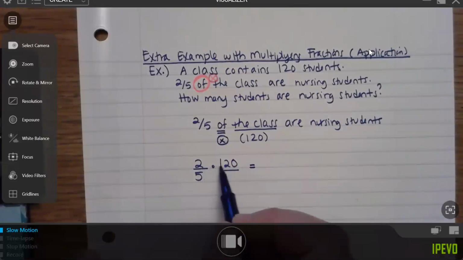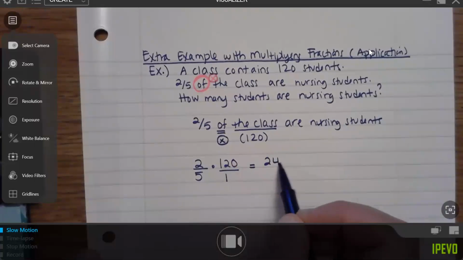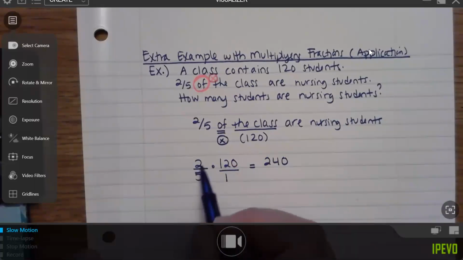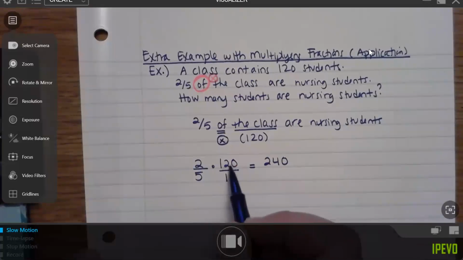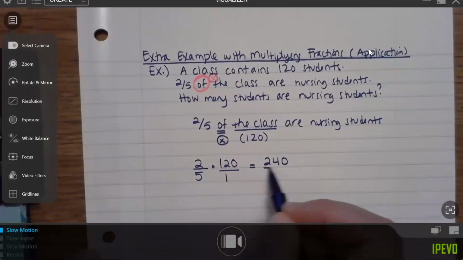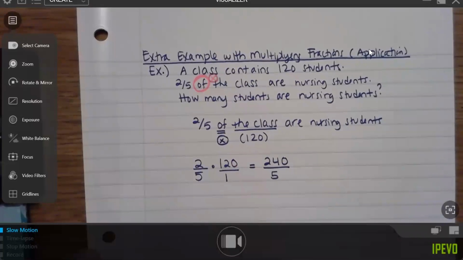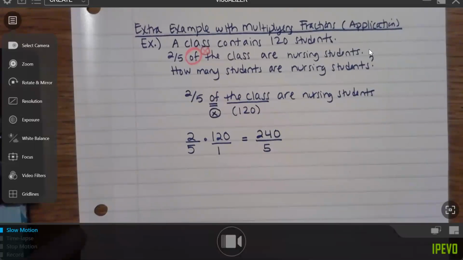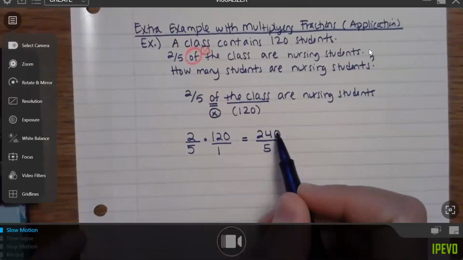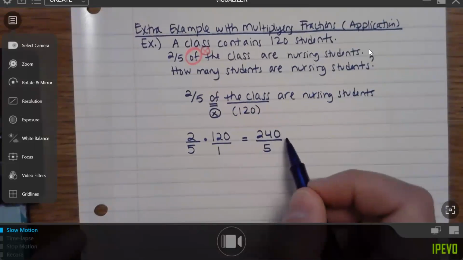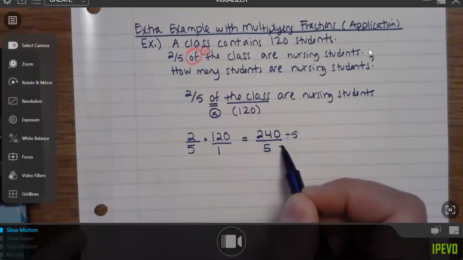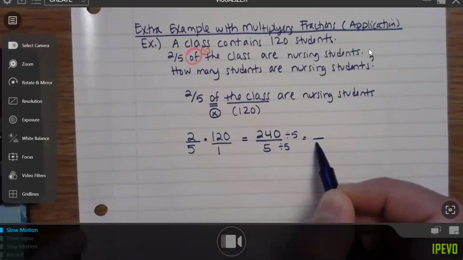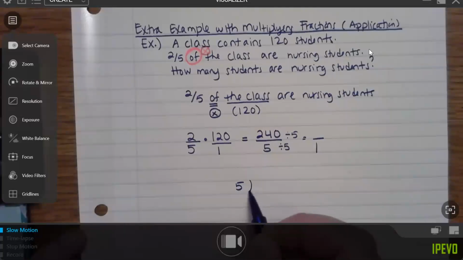2 times 120 is going to be 240 because 2 times 12 is 24, and then I can just tack on that 0. And 5 times 1 is 5. Now, I do want to keep simplifying here, and I actually am noticing that I have a 0 on the end here and a 5, so both of these are going to be divisible by 5. I'm going to do a little bit of work off to the side.